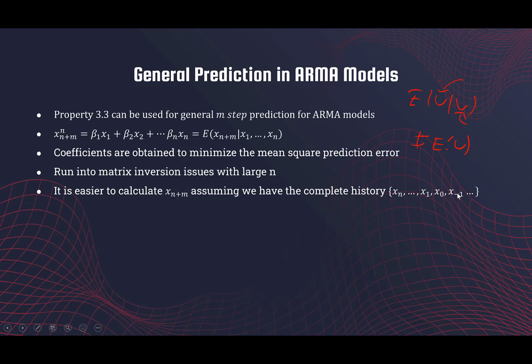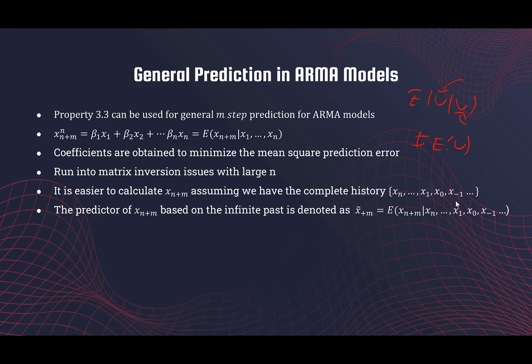So far we're assuming we know data from x1 to xn. Now we are going to assume that we know x0, x minus 1, and so on. So we have this entire infinite history. Of course, this is not very realistic, but we'll see that that is okay. Even if it's not realistic, this works out.